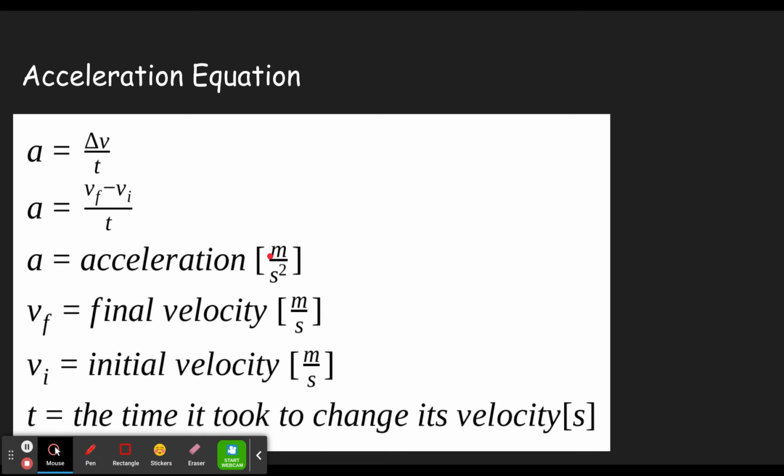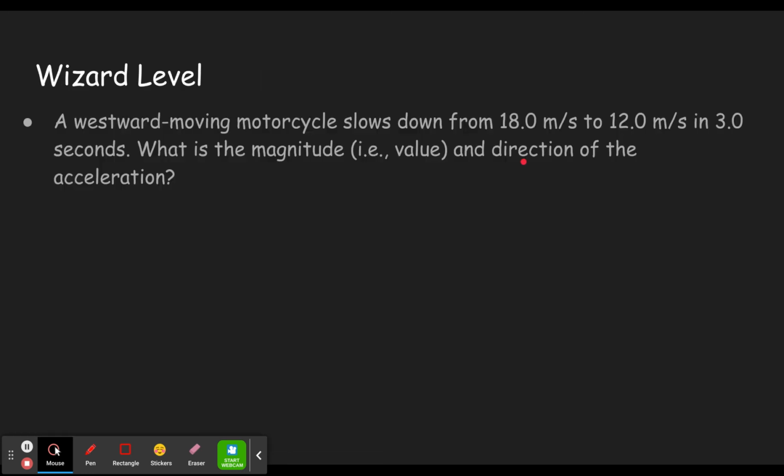All right, let's get into a sample problem. We're going to be using this equation right here to break down the change in velocity into final minus initial. By the way, anytime you see a change, you can do final minus initial. All right, so sample problem. A westward moving motorcycle slows down from 18 meters per second to 12 meters per second in 3 seconds. What is the magnitude and direction of the acceleration?